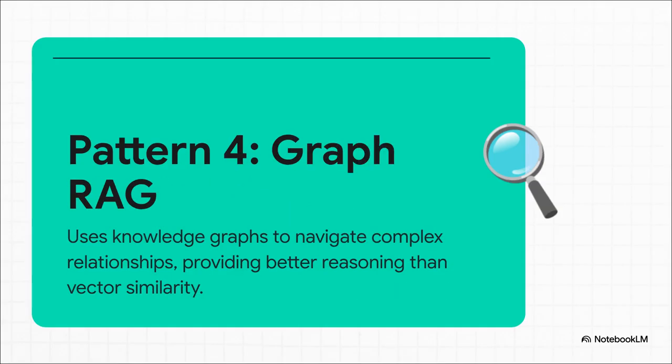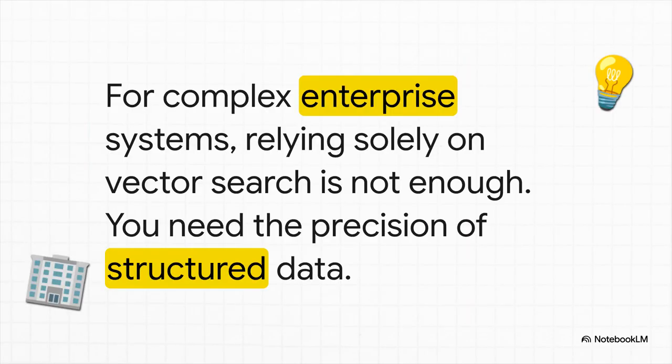And this leads us to a huge leap in reasoning ability, pattern number 4, graph RAG. Now, while vector search is great for finding things that are semantically similar, knowledge graphs are designed to find things that are contextually related. We're moving way beyond simple keyword matching to actually understanding the complex web of connections inside the data. And for anyone building for the enterprise, this is such a crucial point.